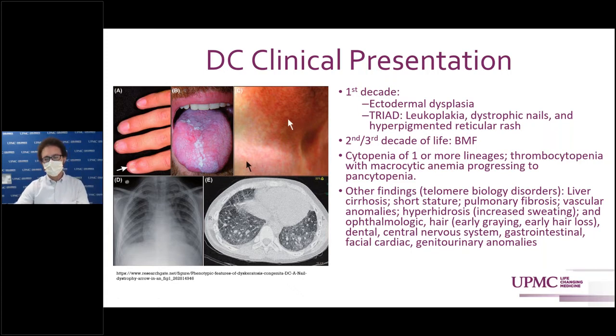And then, like I said, where it's affecting multiple systems globally, you can have a wide variety of other presentations. So here is showing a CT scan of the lungs, which shows some pulmonary fibrosis, so scarring of the lungs, as well as several other things mentioned here.